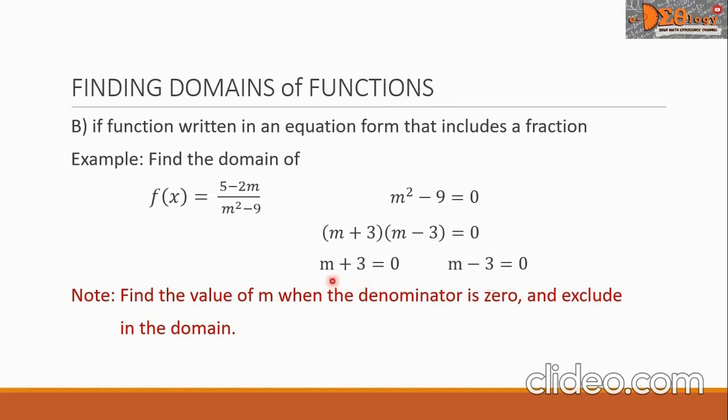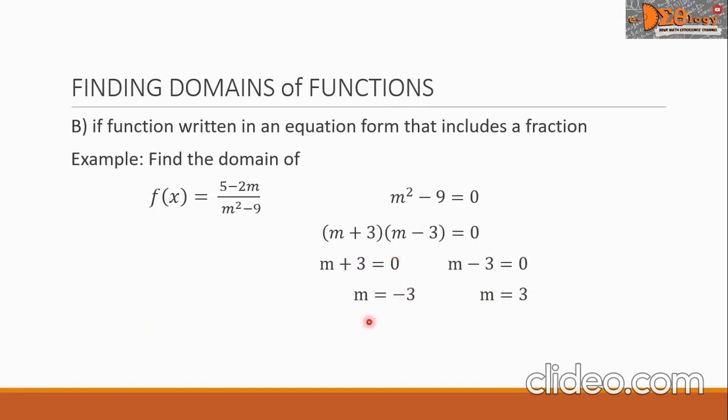Then we will solve for m respectively. So in here, the positive 3, we will transpose to the right side, we will have m equals negative 3. On the other factor, m minus 3 equals 0. Transposing this negative 3 to the right side, we have m equals positive 3. So we have now two values for m. The first is negative 3. The second is positive 3.